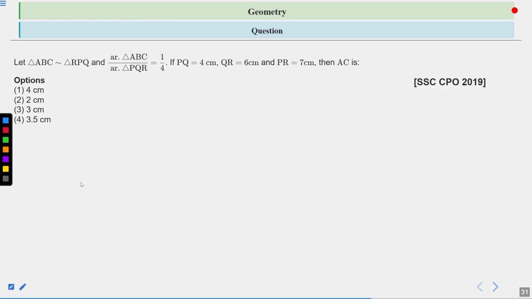Let triangle ABC be similar to triangle RPQ, and the ratio of the area of triangle ABC to the area of triangle PQR is 1 ratio 4. So 1 by 4. If PQ equals 4 centimeter, QR equals 6 centimeter and PR equals 7 centimeter, what is the length of AC? And this question is asked in SSC CPO exam in 2019. So there are 4 options. First one is 4 centimeter, second is 2 centimeter, third one is 3 centimeter and fourth one is 3.5 centimeter.